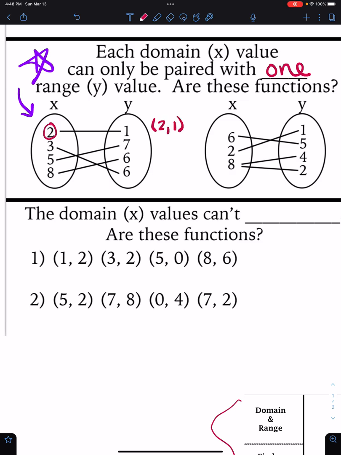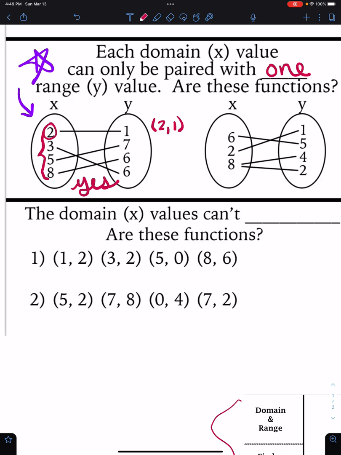Because the x's are the first number in an ordered pair, and the y is the second number in an ordered pair. So the 2 is paired with the 1. It's not paired with anything else, just 1. The 3 is paired with the 6, the 5 is paired with the 7, the 8 is paired with the 6, and so none of these are paired with more than one y value, so this one is a function.